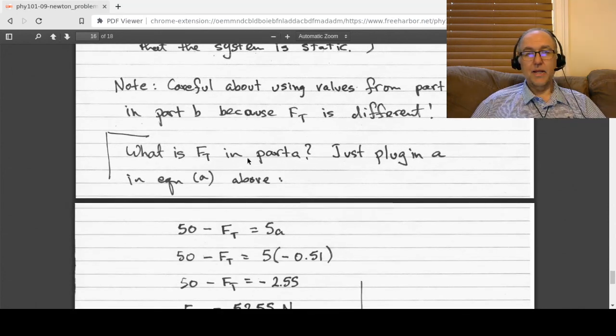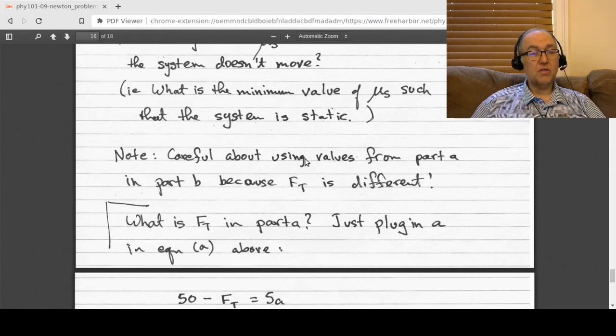The first thing I note is, let's be careful. I know we just solved this problem, but we didn't really solve this exact problem. We solved a variation on this problem. So don't just magically pull FT from the previous problem. In fact, what you'll discover is that FT is different in this case, okay?